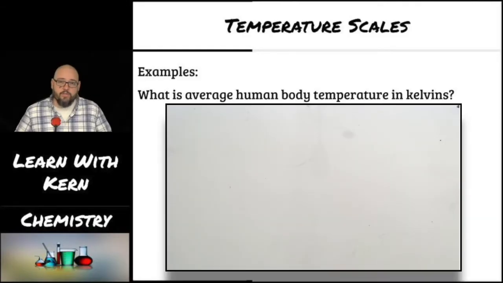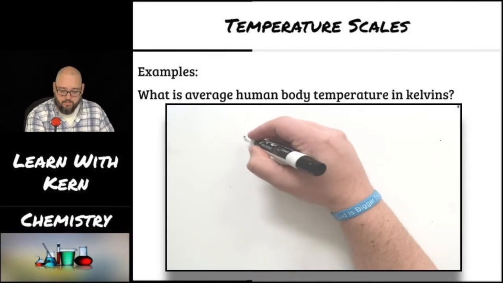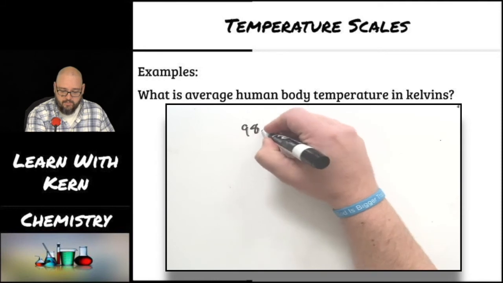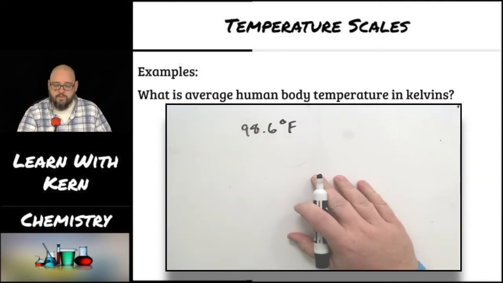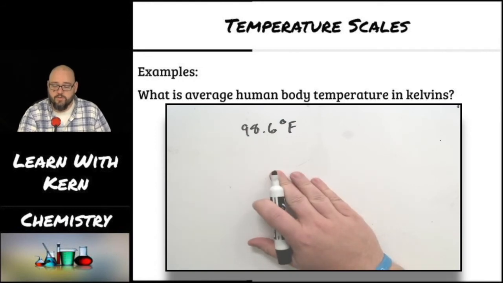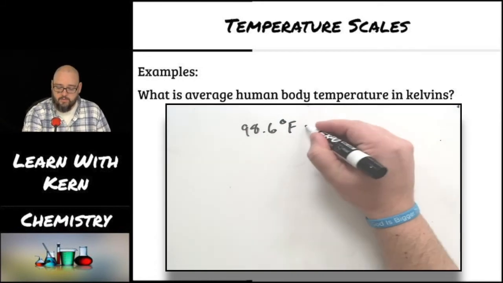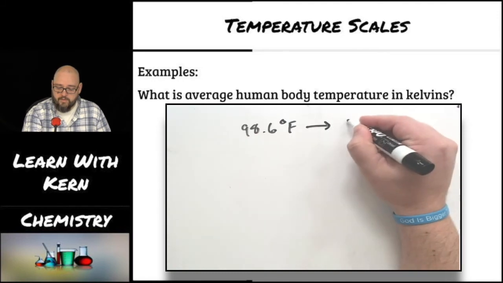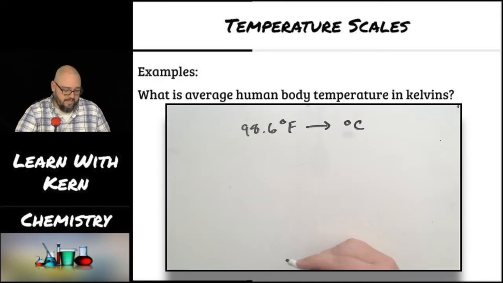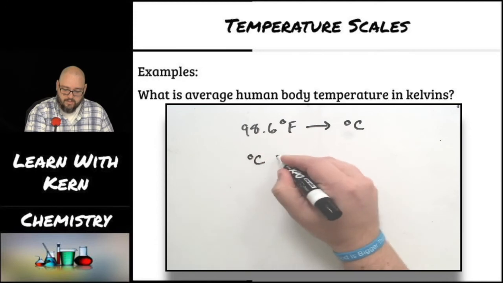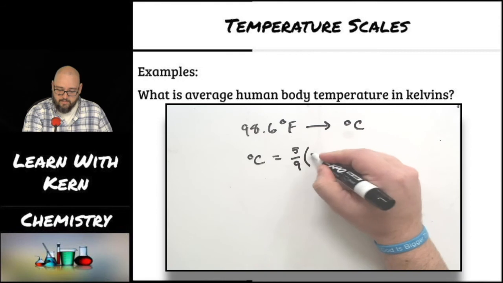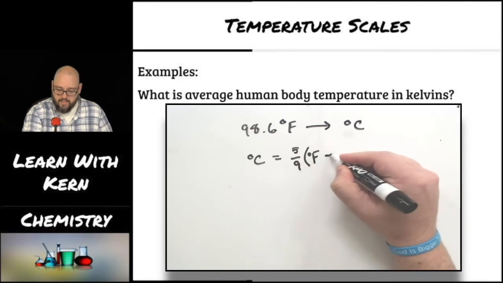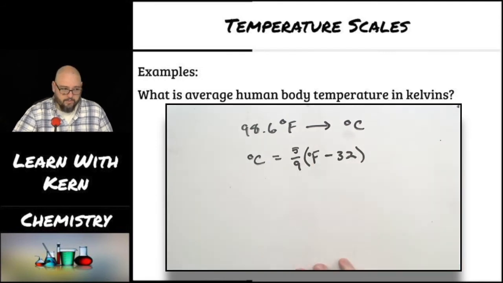What is the average human body temperature in kelvins? So average human body temperature is 98.6 degrees Fahrenheit. So I'm going to have to convert this 98.6 degrees Fahrenheit into kelvins. First I'm going to have to convert it to degrees Celsius. And so my degrees Celsius is going to equal 5/9 times my Fahrenheit temperature minus 32.